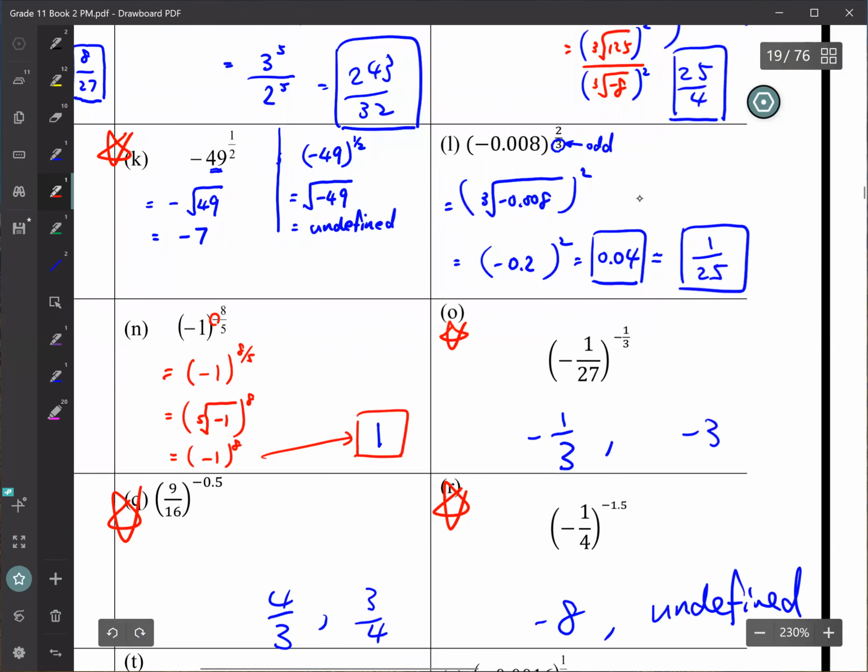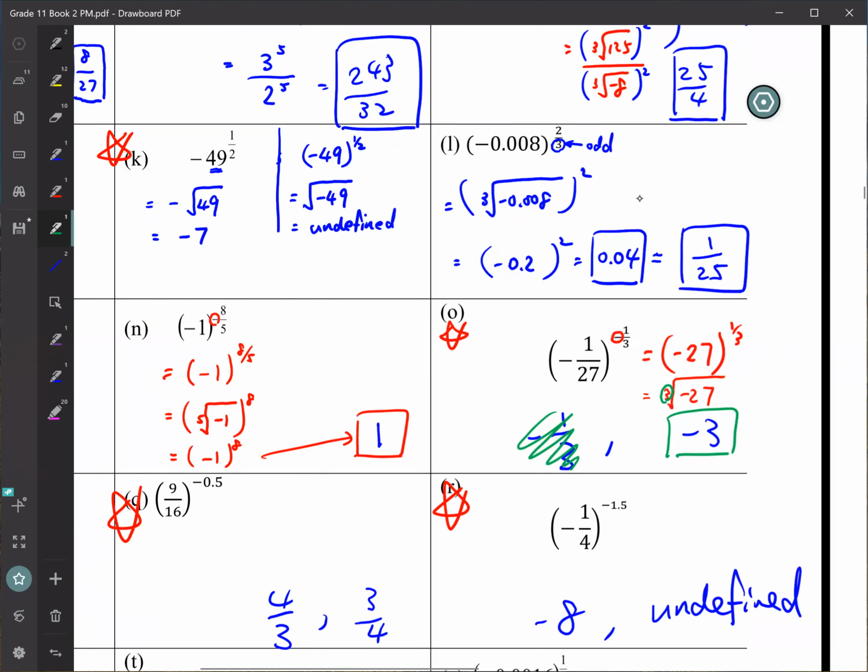Okay, next one, by now you know, right? We have to start with the negative. Negative exponent makes it flip. So it makes it into negative 27 to the 1/3. So this one is a cube root. We have a negative on the inside, but this is an odd root, so it's okay. We get -3. So no fraction, because of flipping there are no more fractions.